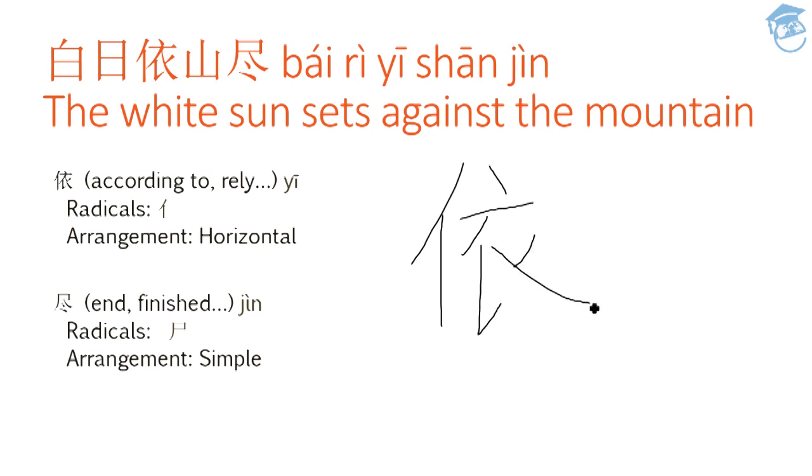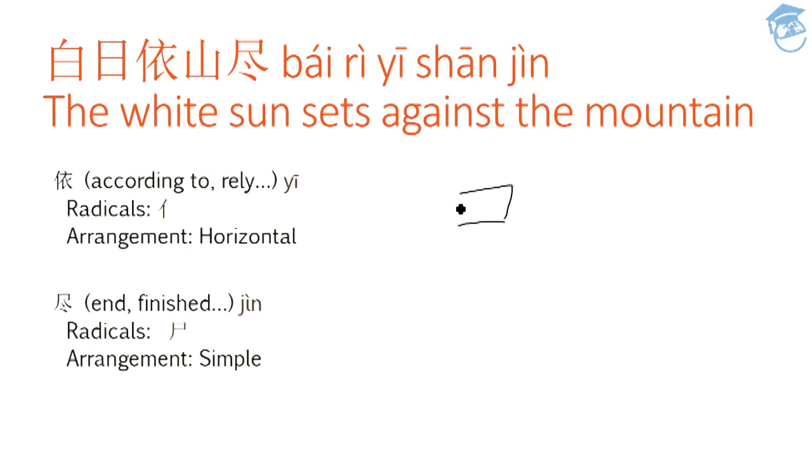8 strokes for this word, Yi. Okay, the next word is Jin. Jin means end or finished. Okay, this is the pinyin Jin, and the radical is this one. The arrangement is simple. Let's look at how to write Jin.